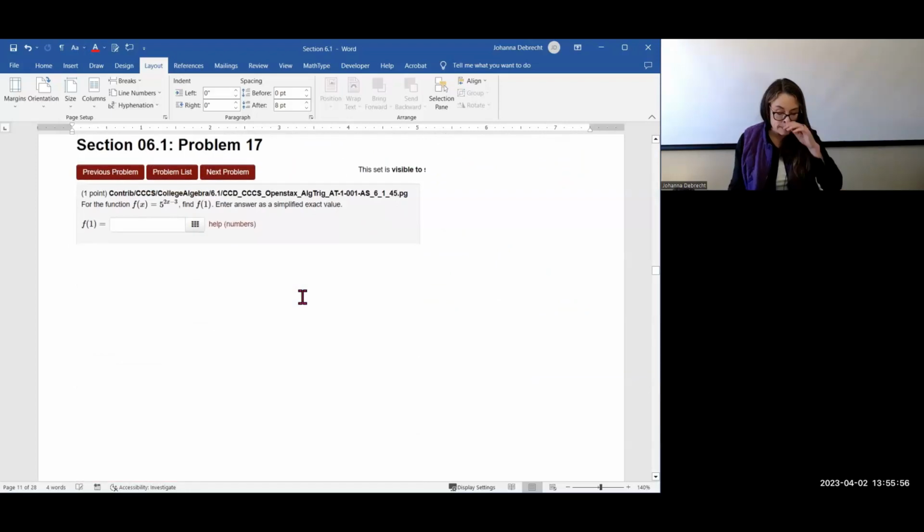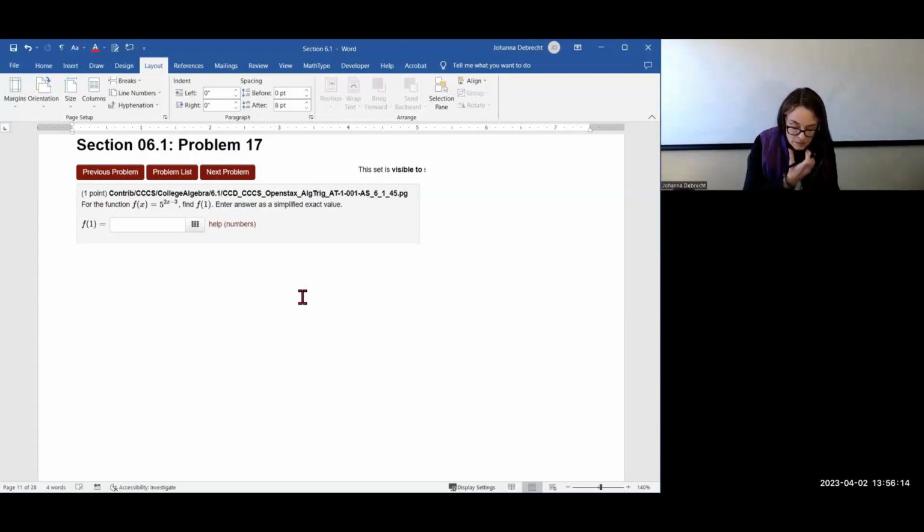Let's look at this one. Do you think this one is exponential? So I've got 5 to the 2x minus 3. Find f of 1. Well, 5 to the 2x minus 3, 2x minus 3 is linear. So it is, in fact, an exponential equation.